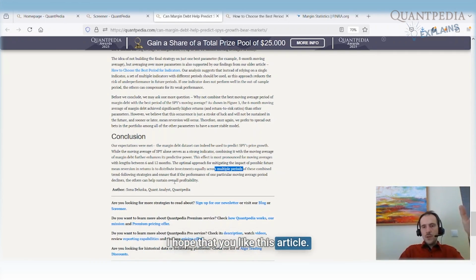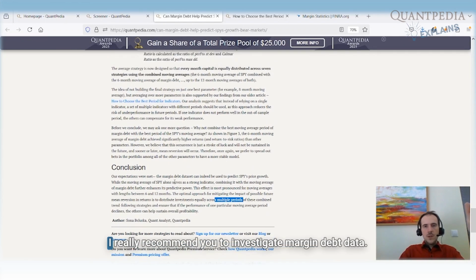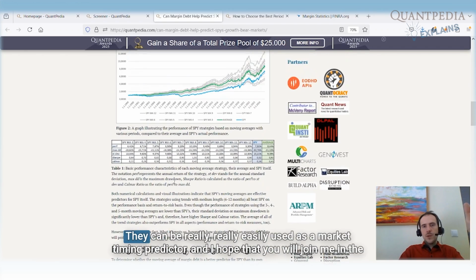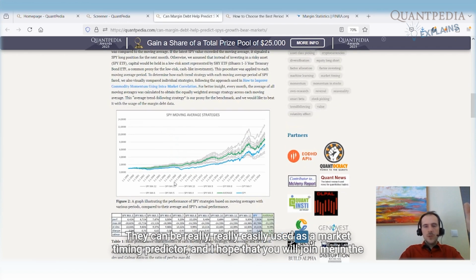I hope that you liked this article. I hope that you liked these analyses. I really recommend you to investigate margin debt data. I mean, they are very useful. They can be really easily used as a market timing predictor.